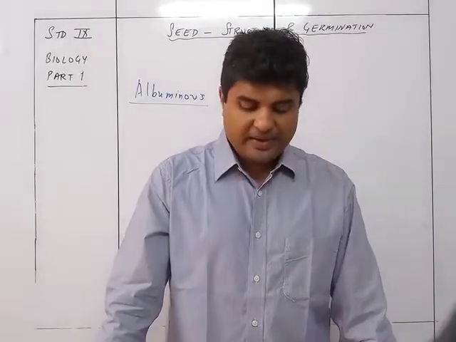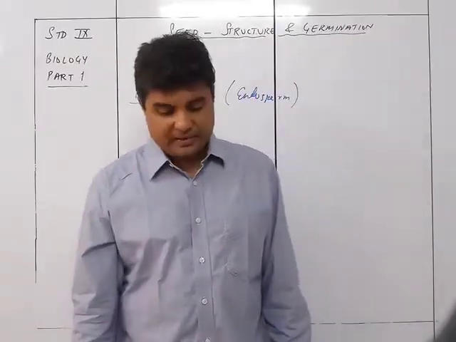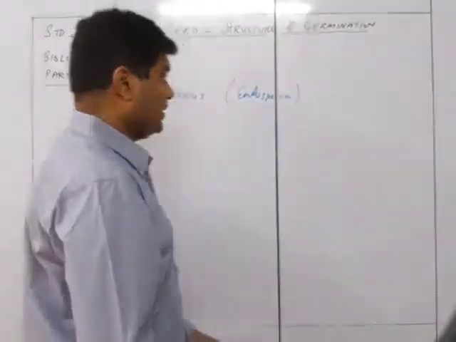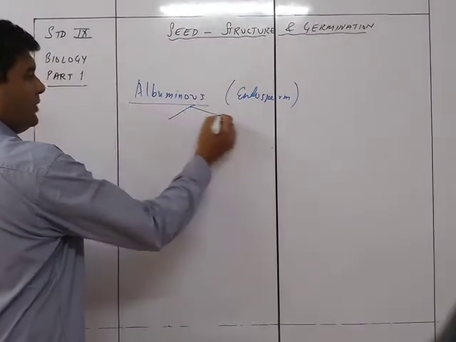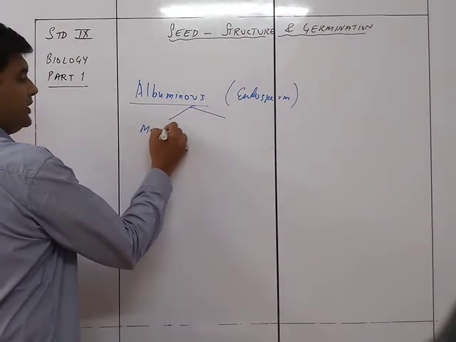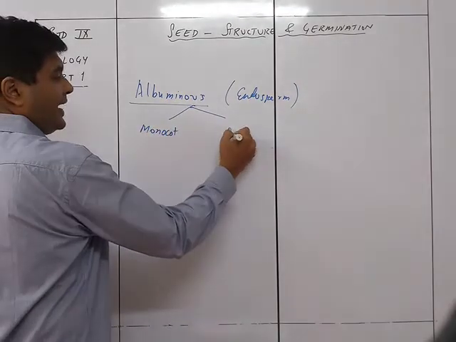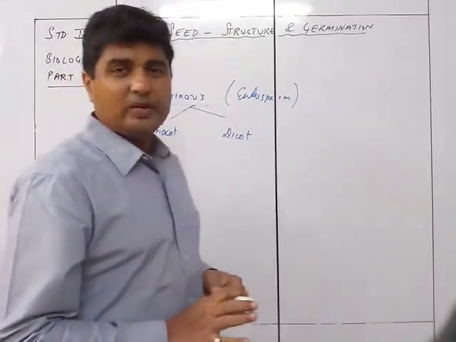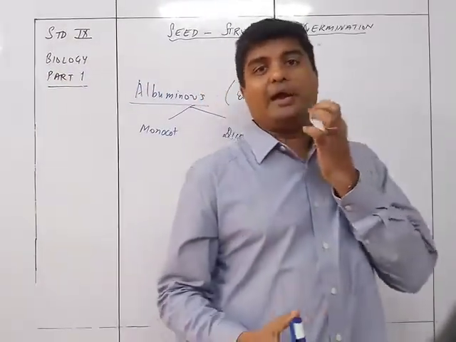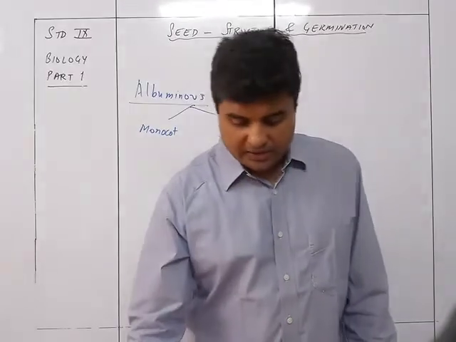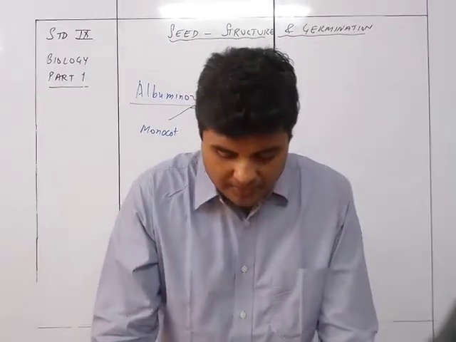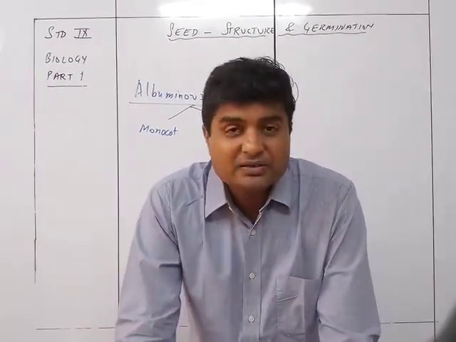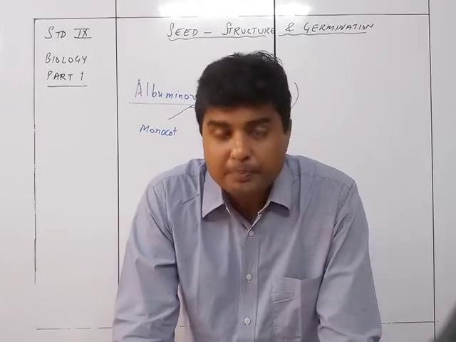So this way albuminous के अंदर भी दो part है, that is monocot and dicot. Monocot will be the one which will be having only one cotyledon, and the other one will be dicot having two cotyledons in it. So albuminous will be the one which has got an endosperm, and they will be having the thin membranous cotyledon, and endosperm will be there.